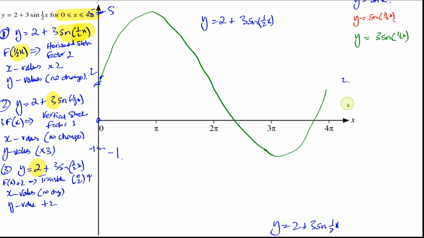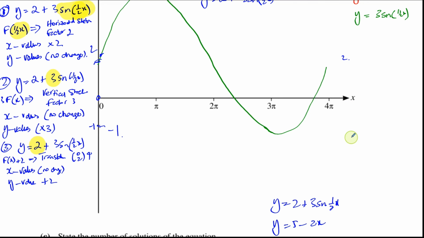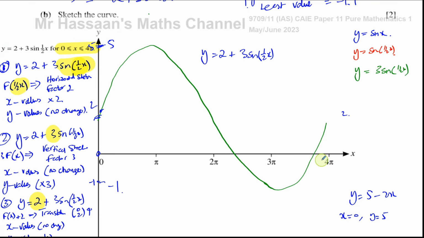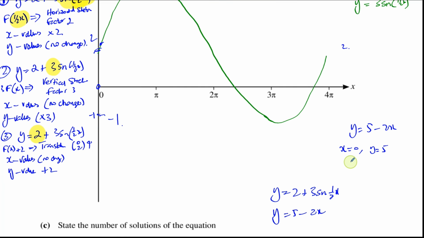So we've got to think about the graph y equals 5 minus 2x. If you were to sketch this graph, it will cross the y-axis at 5. When x equals 0, y equals 5, so it's going to cross the y-axis at 5, which would be here. And it's going to cross the x-axis when y equals 0. When y equals 0, 2x equals 5, so x equals 2.5.